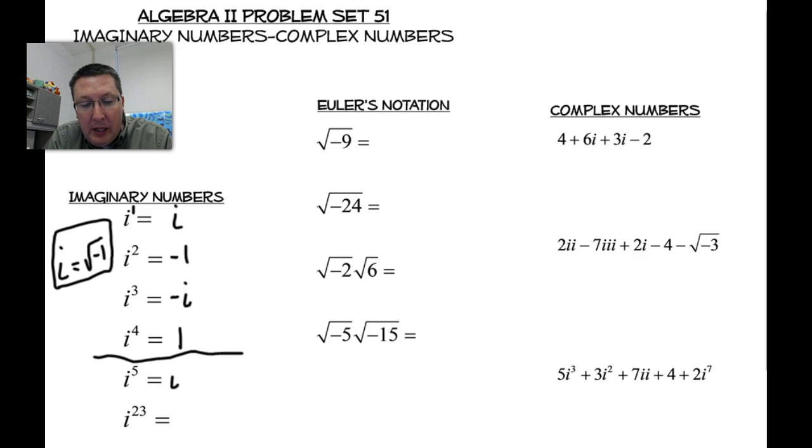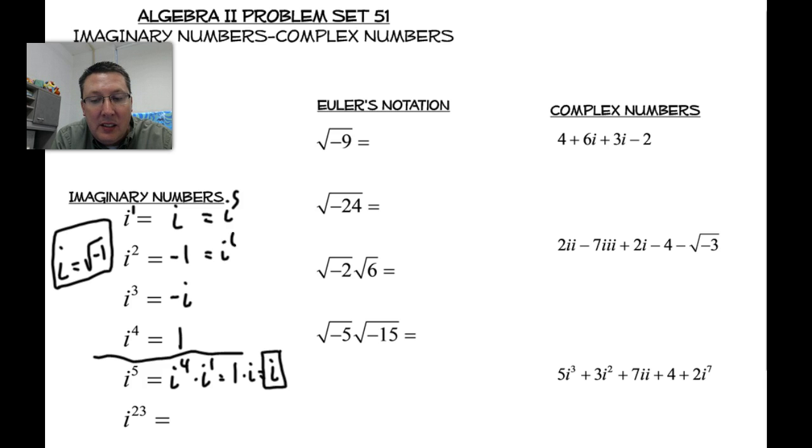Now the way it works, this i to the fifth power, let's just look at how this happens. i to the fifth power, I could break that down to i to the fourth times i to the first, because I would add those exponents. Well, i to the fourth is 1, and i to the first is i. So i to the fifth is equal to i. So i to the fifth is right back up here. Then i to the sixth would be equal to -1. i to the seventh is -i. i to the eighth is back to 1. So it's in groups of 4, and it just keeps cycling through like that.